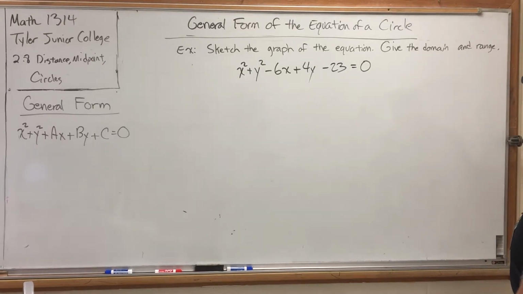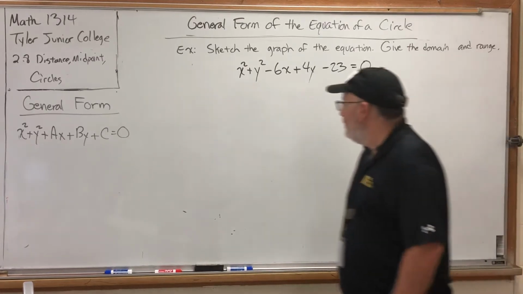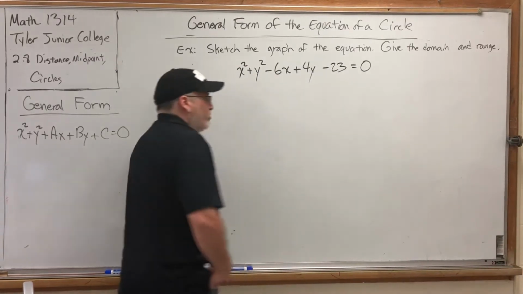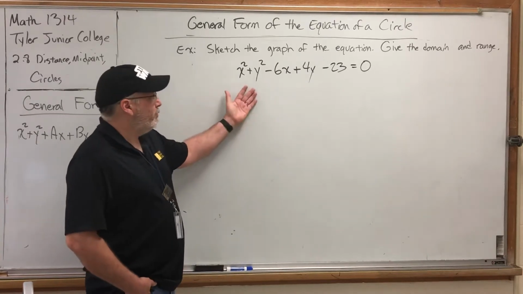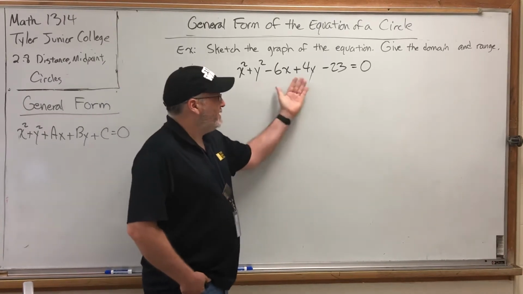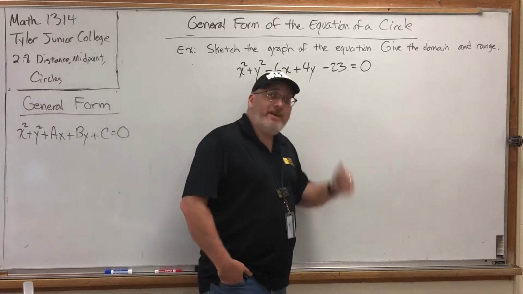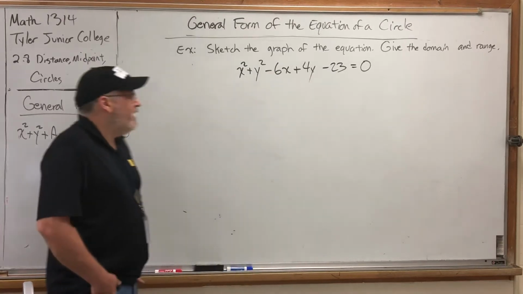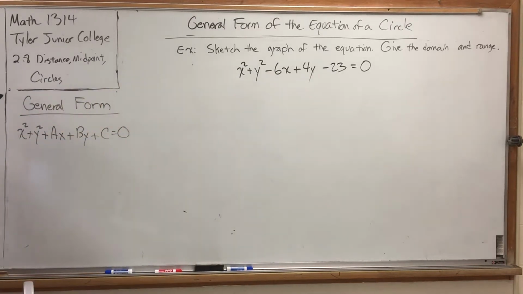Sketch the graph of the equation, give the domain and range. So same directions as last time. But this time the equation is in general form. X squared plus y squared minus 6x plus 4y minus 23 is equal to 0. And by the way, not every equation of this form will actually make a circle. There is a condition that has to be satisfied for it to be a circle.